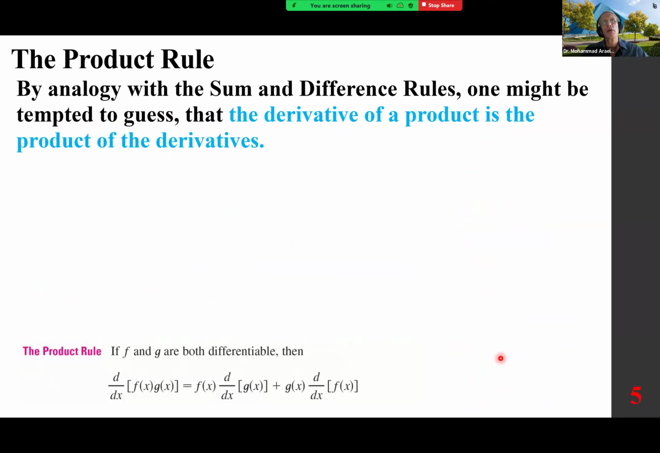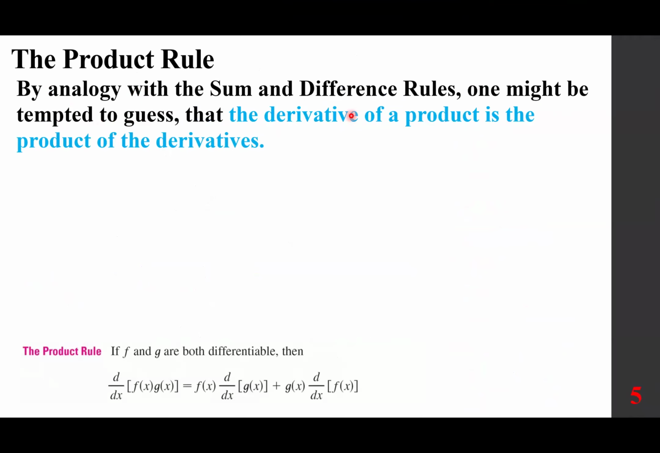So now as far as the product rule is concerned, by analogy with the sum and difference rules, one might be tempted to guess that the derivative of a product is the product of the derivatives. That's not the case, and I have the proof of that at the end of the PowerPoint if anybody is interested.